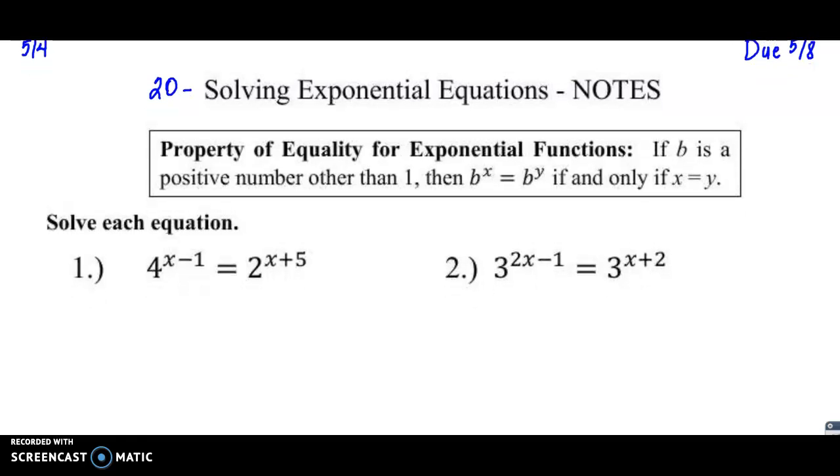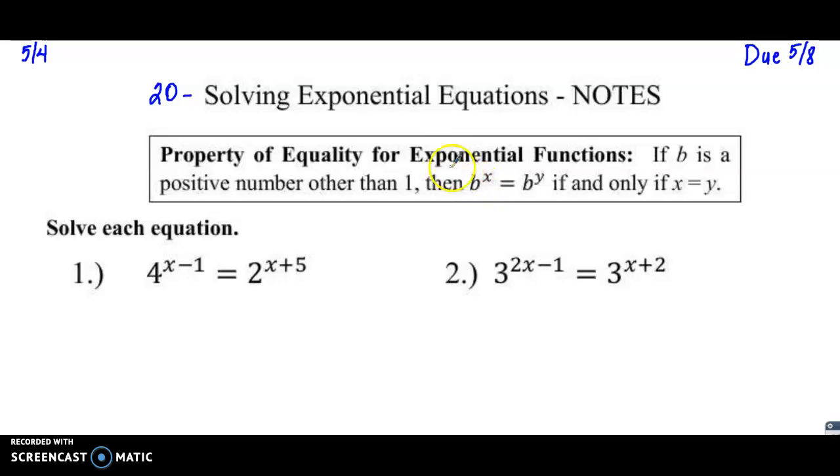So today we're going to start solving exponential equations. We have a property that works for equations when we have them. Notice it tells us if b, which is our base, is a positive number other than 1, it cannot be 1, then b to the x equals b to the y if and only if, remember that means these go back and forth, x is equal to y. So if x is equal to y, this is true, and if this is true, x is equal to y.